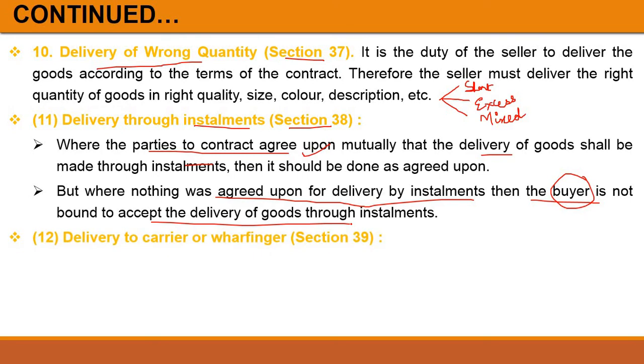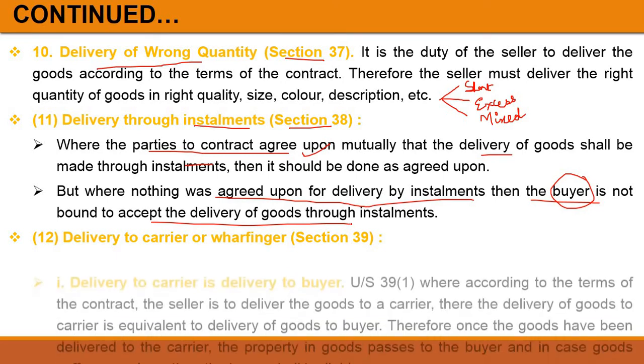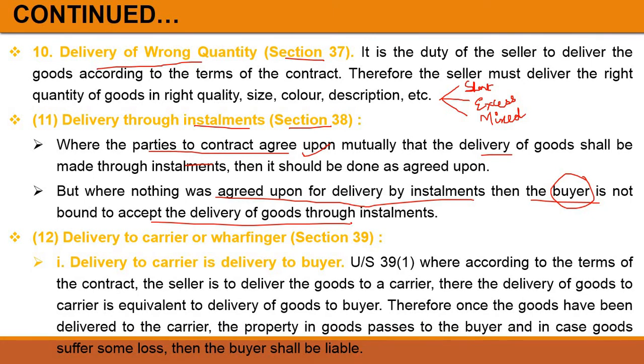Next point comes delivery to the carrier or the wharfinger. A carrier or wharfinger is like a middleman who will be accepting the goods on behalf of another person. So whenever you are giving the goods to the carrier, there are three possibilities, three cases we can discuss here.